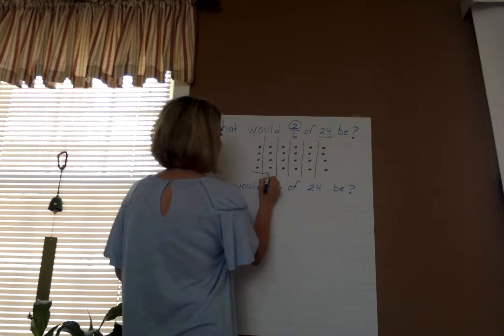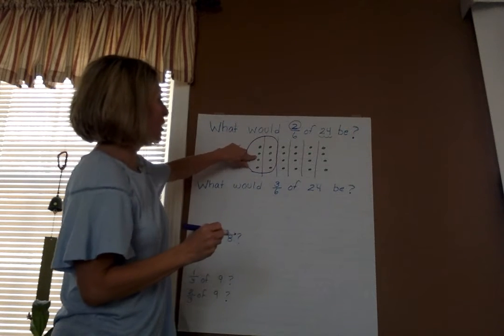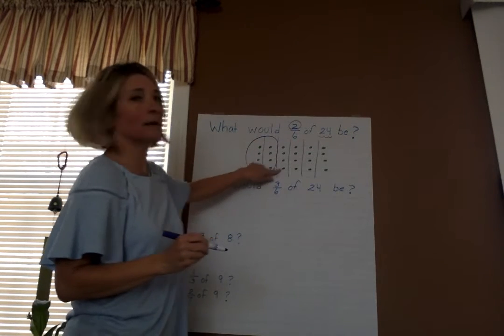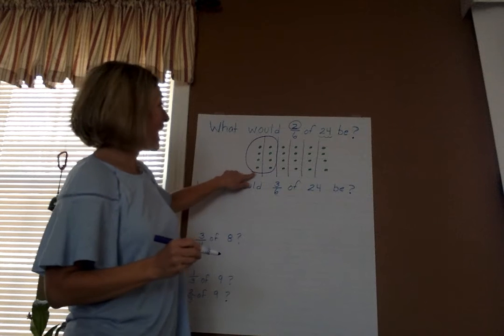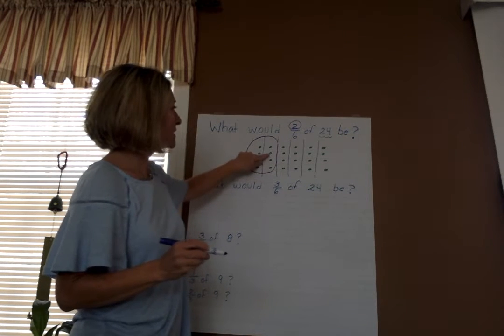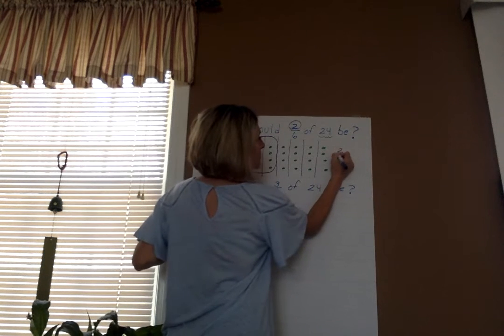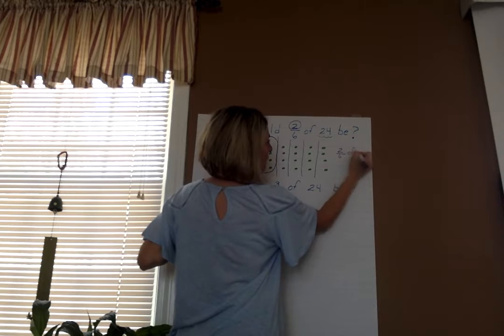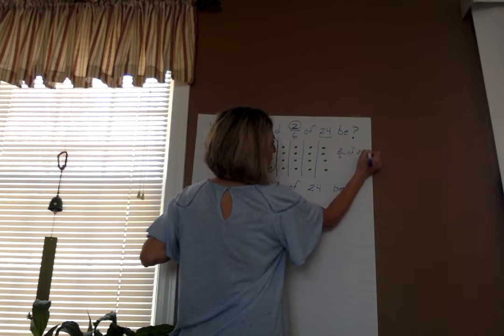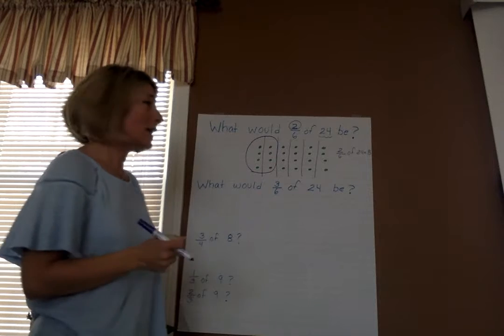So 2 sections would be right here. This is section 1 and section 2, so I'm going to combine them. If I add all these dots up, 1, 2, 3, 4, 5, 6, 7, 8, I now know that 2/6 of 24 is going to equal 8. Okay, let's try another one.